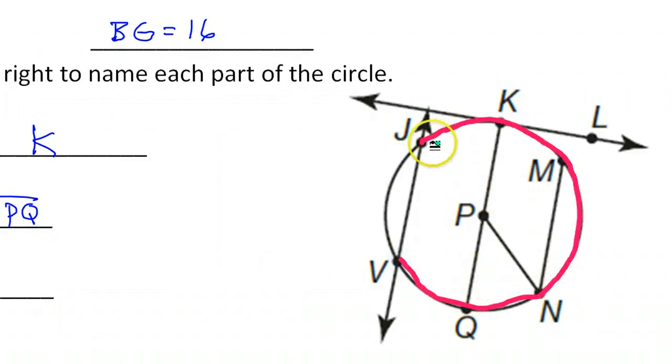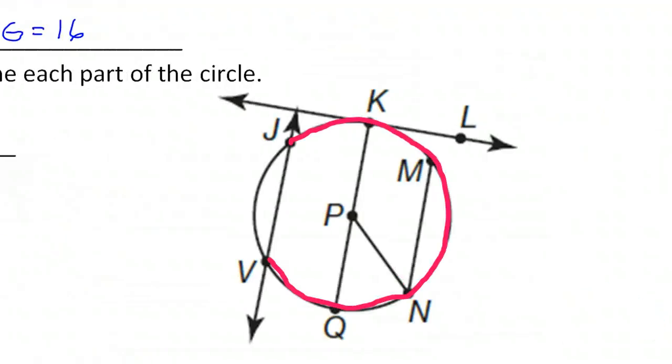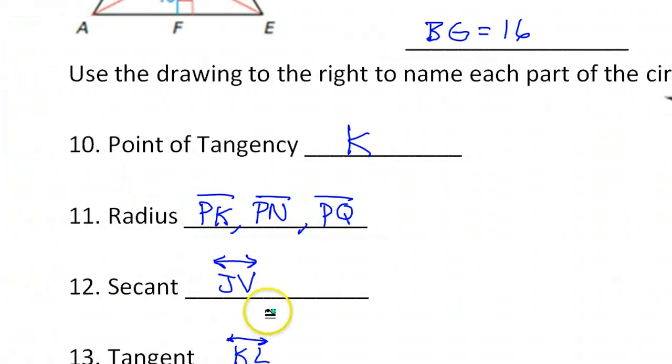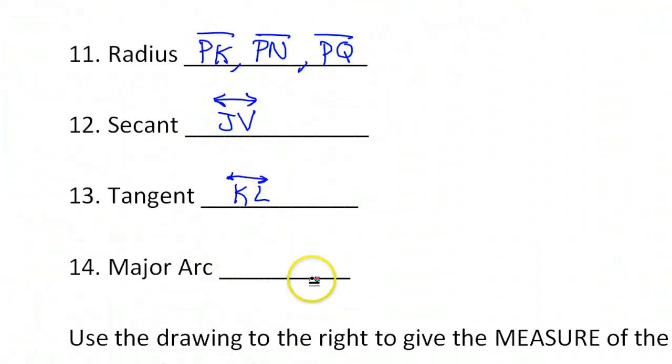Okay, so I could say arc JKV, or the same arc could be named JMV or JNV. By the way, don't use more than three letters. Don't say, look at arc JKMNQV. Don't say that. Just three letters, please. So I'm not even going to write down an answer here because there are so many possible correct answers.